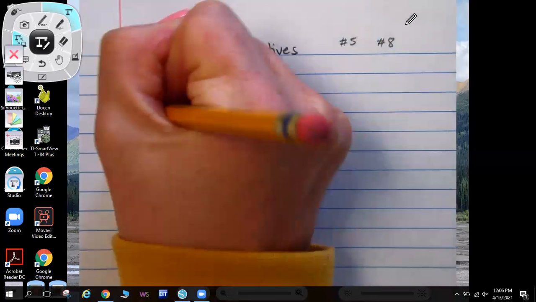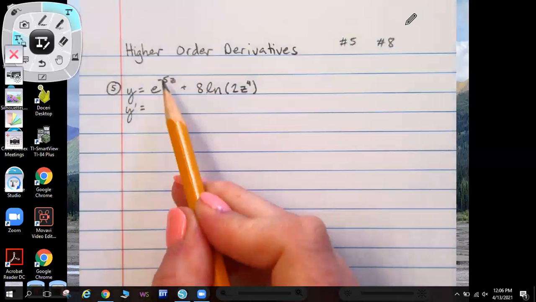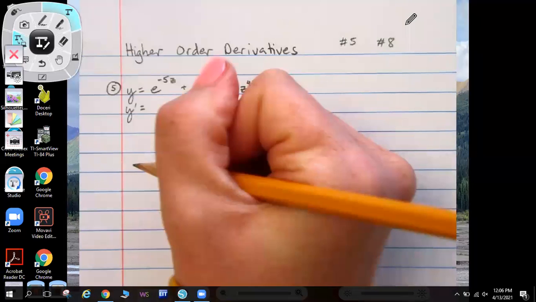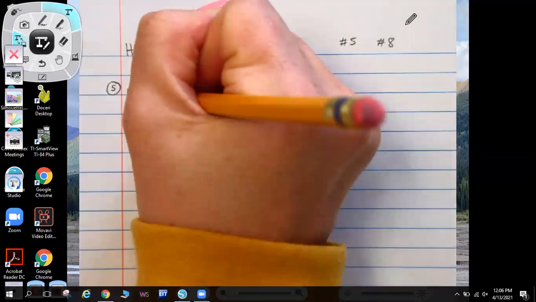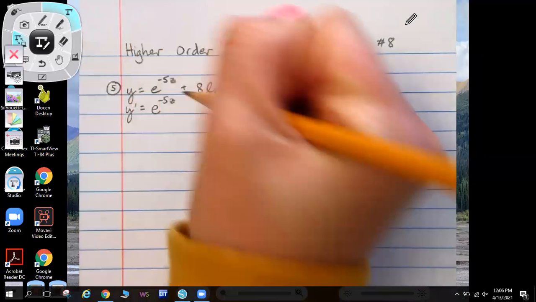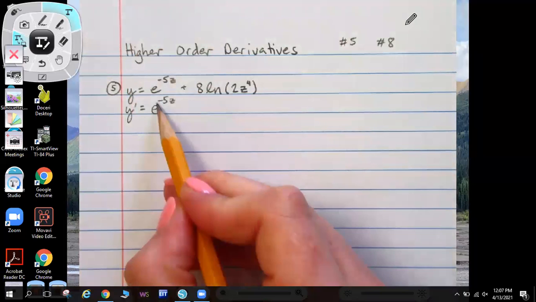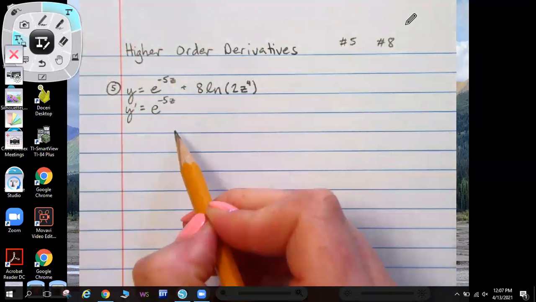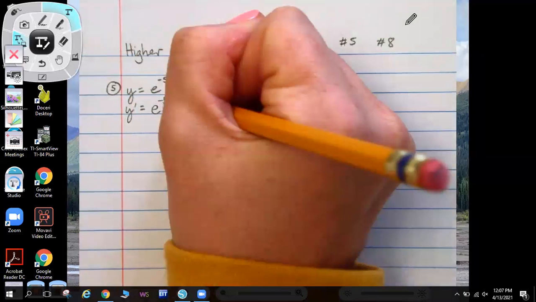So y prime, the derivative of e to the negative 5z. The derivative of e raised to any power is still e to the negative 5z, or whatever it is originally. But then you also have to take the derivative of the exponent and multiply. That's the chain rule. So the derivative of negative 5z is just negative 5.